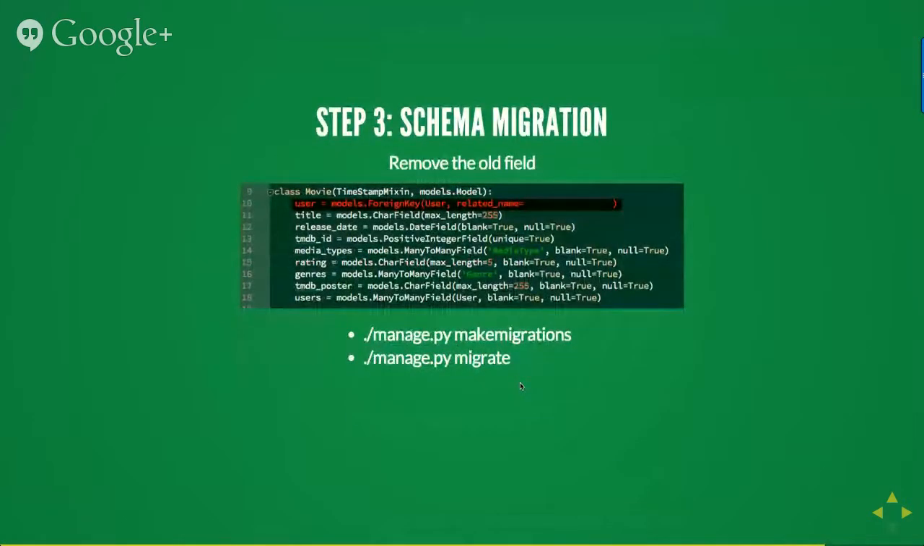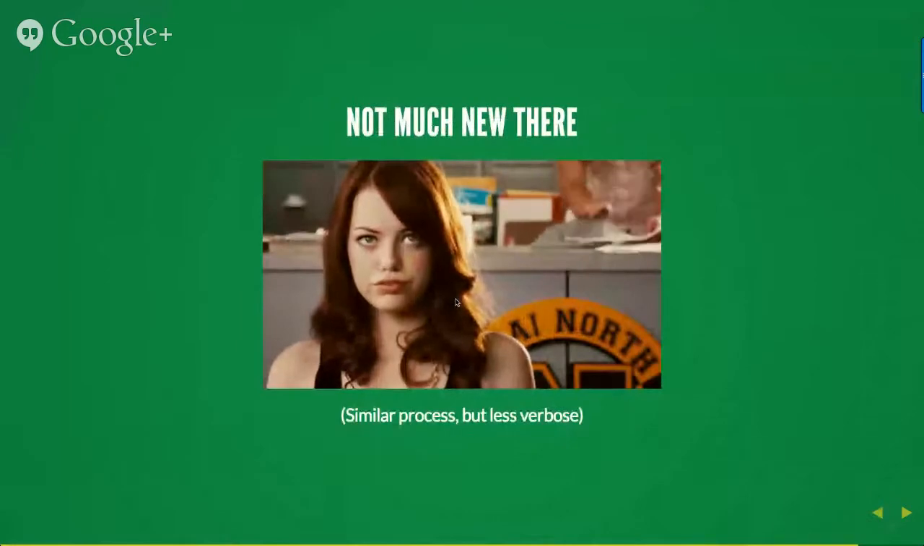And then the last step of a data migration is to make another schema migration, where basically I just pulled out the old field, the foreign key, ran make migrations and migrate, and that was it. So pretty straightforward. Nothing too new there.